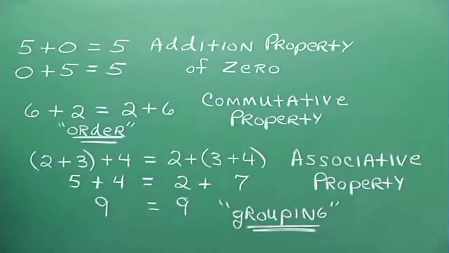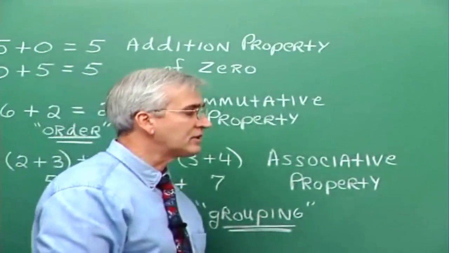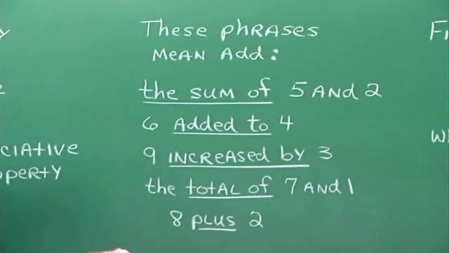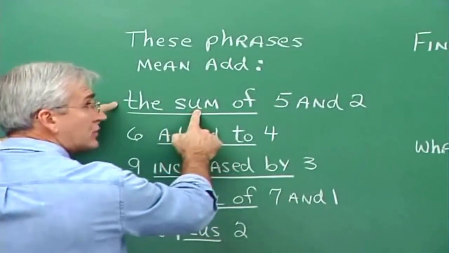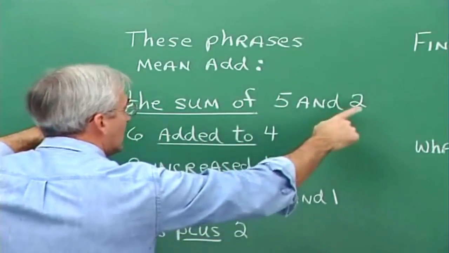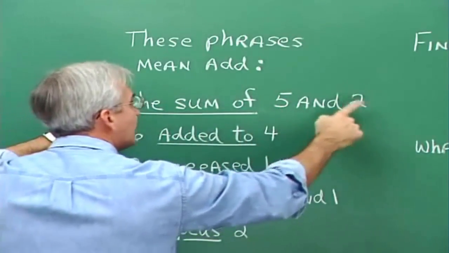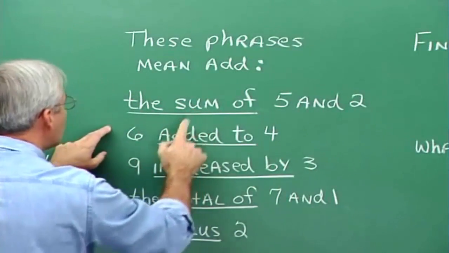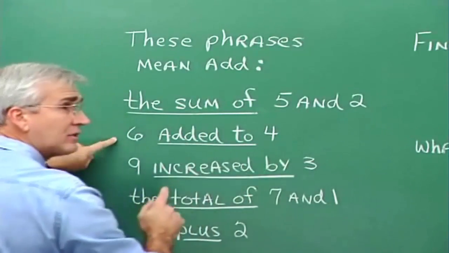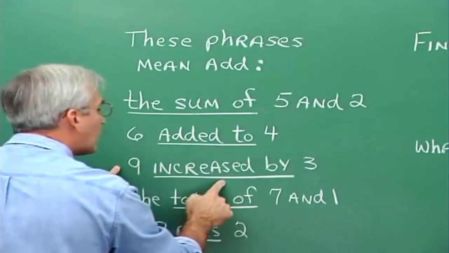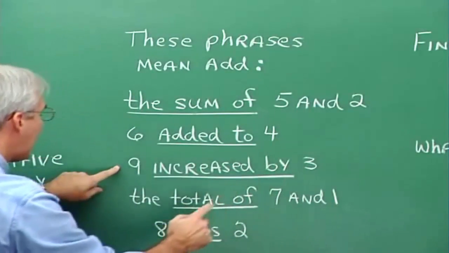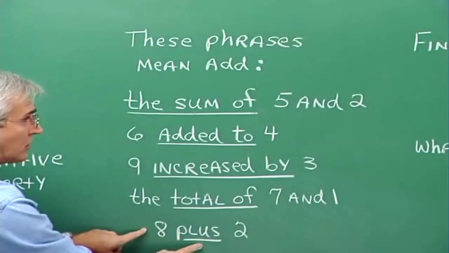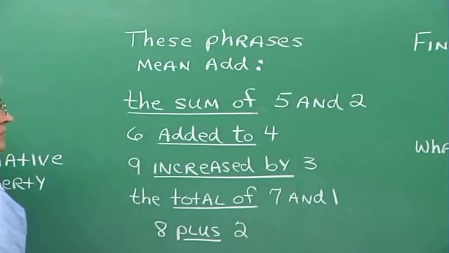Certain words and word phrases lead us to the idea of addition. And these, again, you've probably seen before, but when the word sum is used, or the sum of a couple of numbers, we're talking about adding. The sum of 5 and 2. The tip-off is the word sum because this is the result when we add a couple of numbers. 6 added to 4. Pretty obvious that we're going to add here. 9 increased by 3. So again, we add. The total of 7 and 1. And the word plus also would indicate that we're adding.